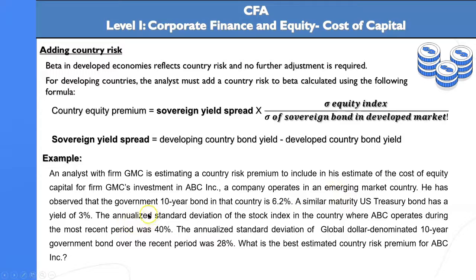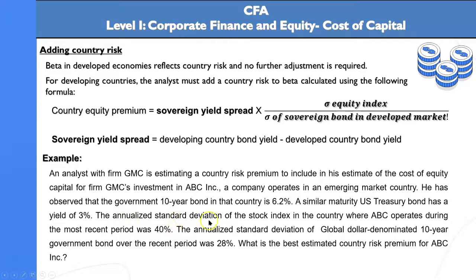He has observed that the government 10-year bond gives 6.2%. But in the developed countries, such as the United States, the treasury bond pays only 3%. That means that the sovereign yield spread is 6.2 minus 3. 6.2 in the developing countries, minus 3 in the developed country of the United States, that gives 3.2%.